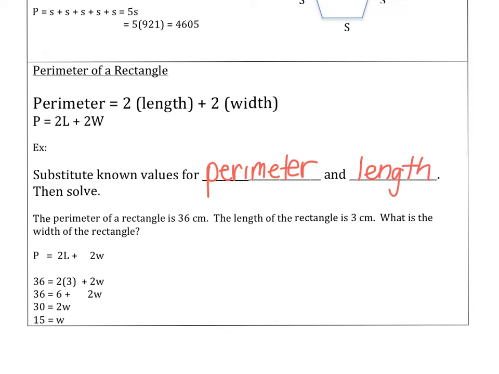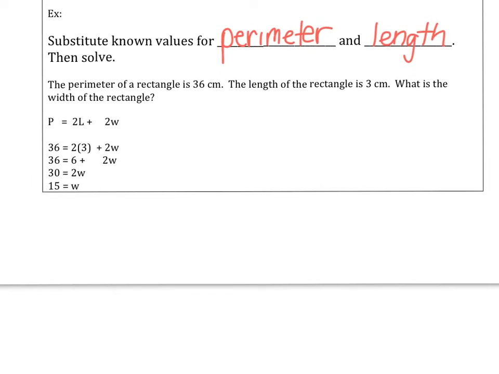Then solve. So here we have our formula, P equals 2L plus 2W. So I'm going to move this down a little bit. It says the perimeter of a rectangle is 36, so I'm going to plug that in for P right here. It says the length of the rectangle is 3, so I plug that in for L, plus 2 times the width. And we don't know what the width is. And it even says, what is the width of the rectangle? So that's what we're going to find.